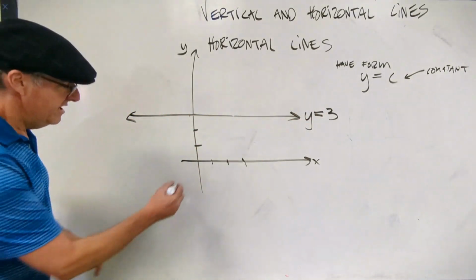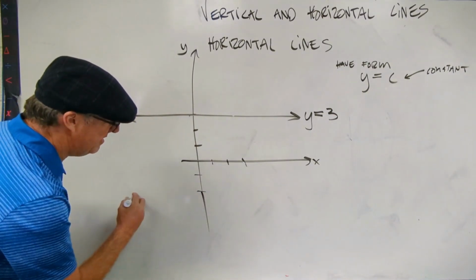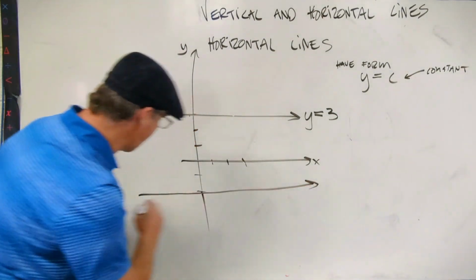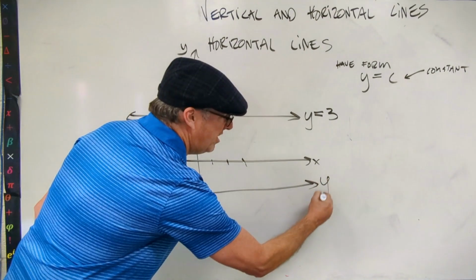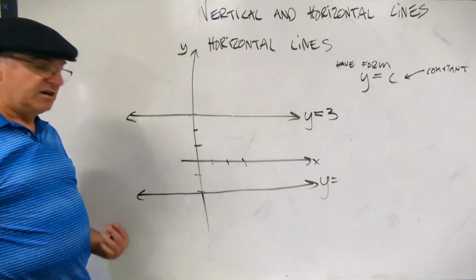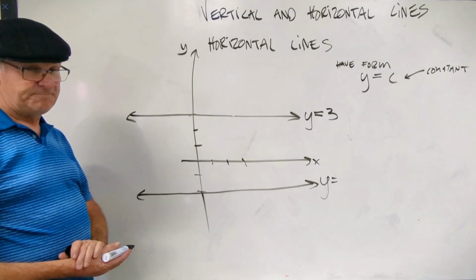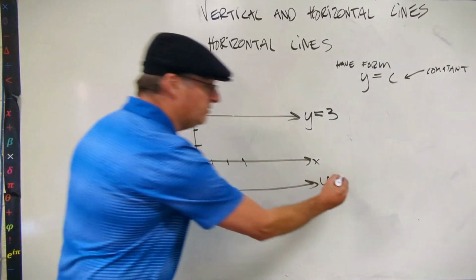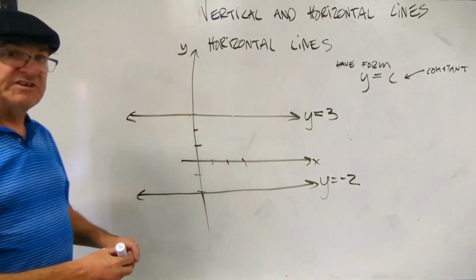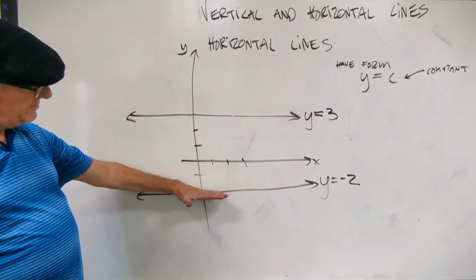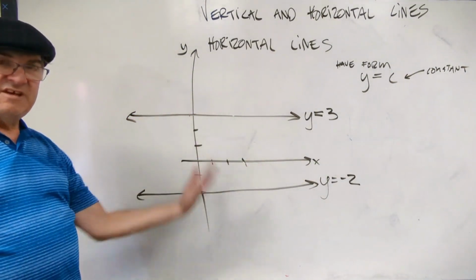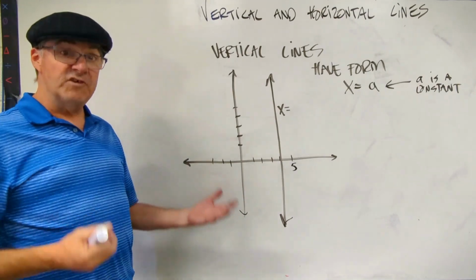Now check it out. If I were to draw one down here along this path, what is y? Pause the video, think about that, come up with a number for what this line equation is. Okay, if you said y equals -2, you're right, because no matter what x is, y is going to be -2. We're down below the x-axis. Okay, let's look at vertical lines.